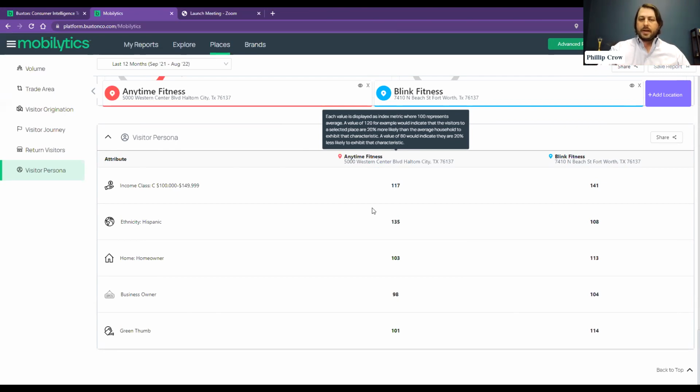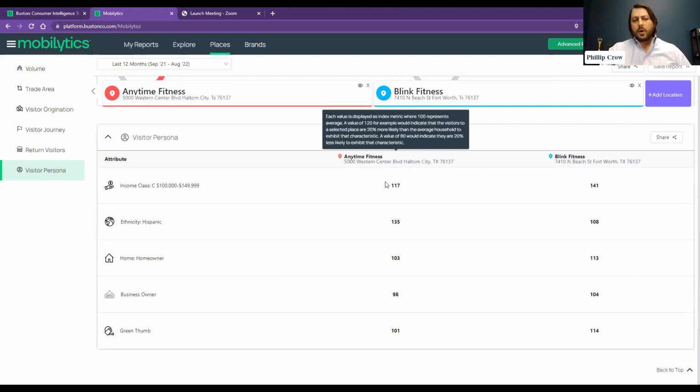So 100 is average, and you can see anytime you hover over things in Mobilytics, you'll get a pop-up box that can kind of explain how to read the data, what it means. In this example, by 100 being average, the way to read this would be that the customers of Anytime Fitness are 17% more likely to fall into the 100 to 149,000 income range. They're 35% more likely to be Hispanic than the average household in the area. And so these are things that immediately pop as I think about who I'm going to be marketing to try to bring new members into my gym here, into my facility.